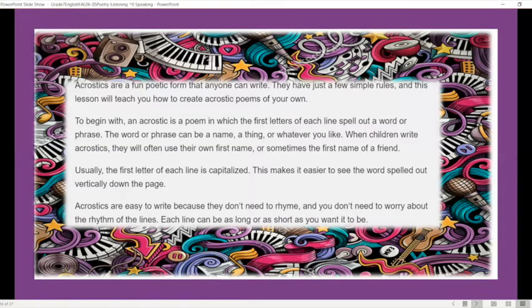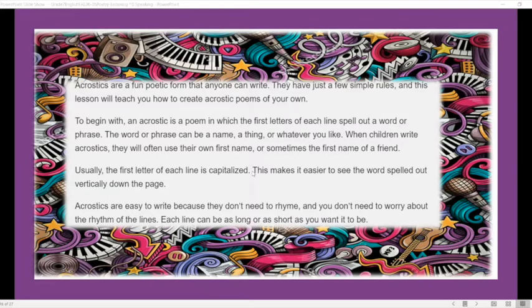To begin with, an acrostic poem is when the first letters of each line spell out a word or a phrase. Now, the word or phrase can be a name, it can be a thing, whatever you like. When children write acrostics, they will often use their first name, which is something we're going to do today. Or they can use the name of a friend.